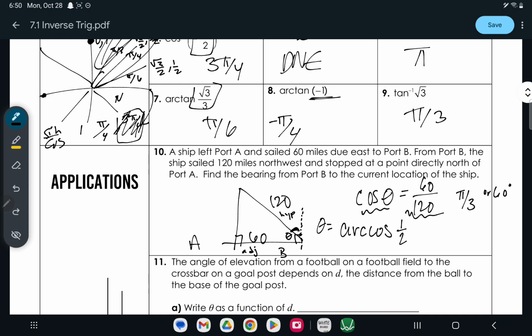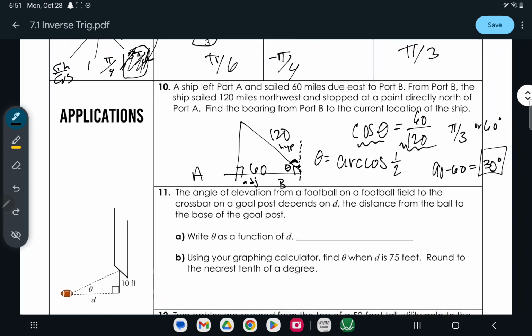So we can use that, subtract that from 90. So 90 minus 60 is 30. So 30 degrees. All right.